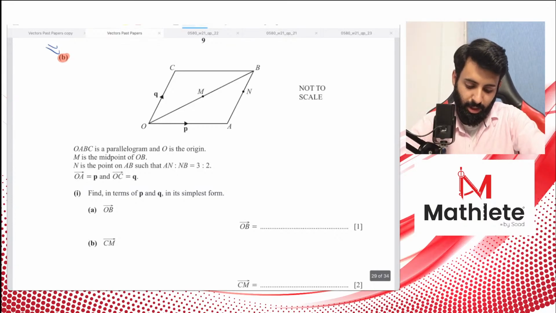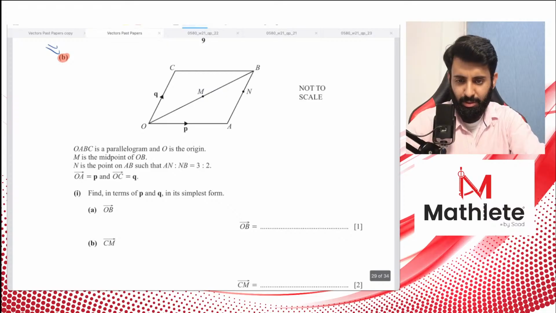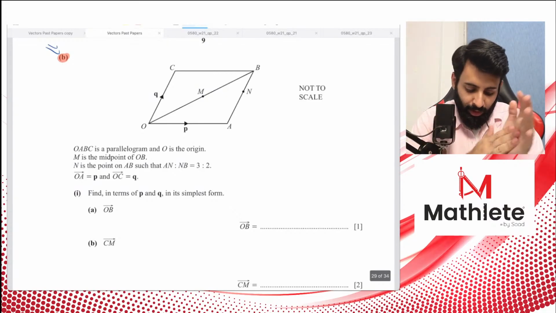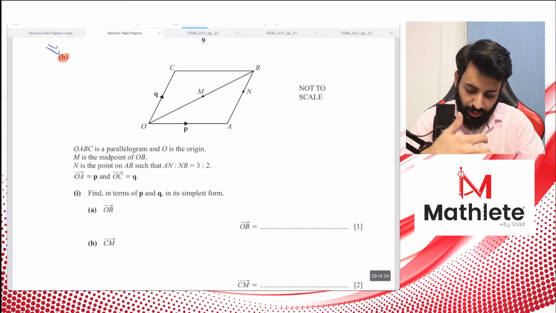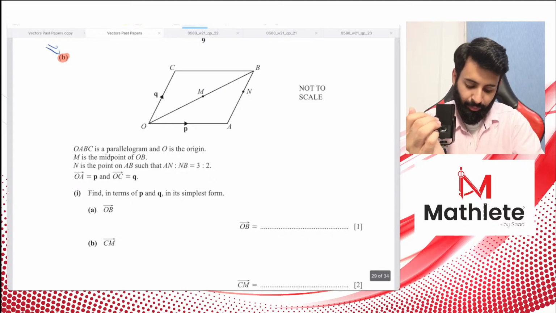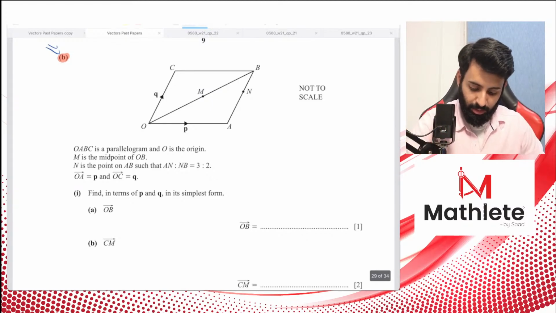So it says here OABC is a parallelogram. Yeah, I think this was relatively easier. You're right. OABC is a parallelogram. O is the origin. M is the midpoint of OB. N is the point on AB such that AN and NB are in the ratio 3:2. OA equals P and OC equals Q. Find in terms of P and Q in its simplest form, OP.